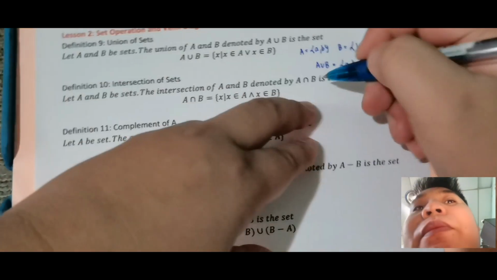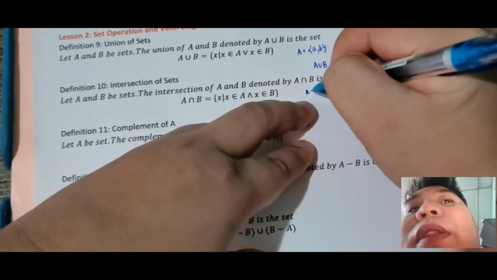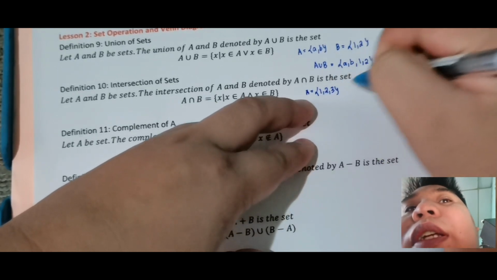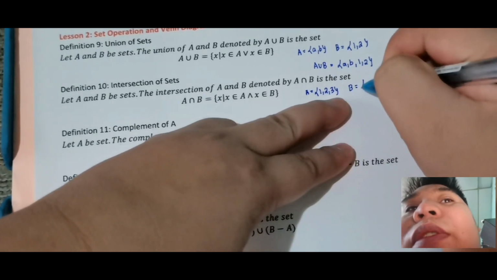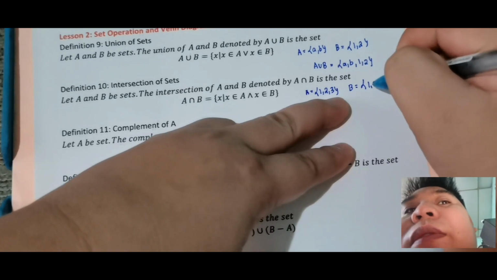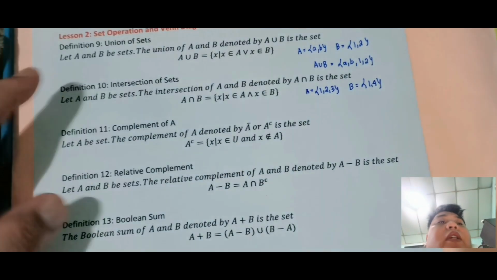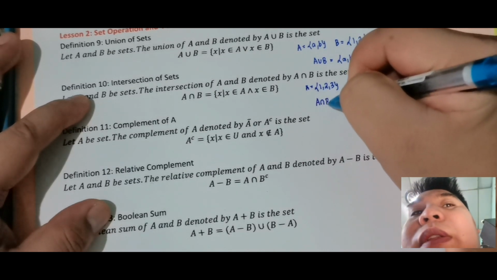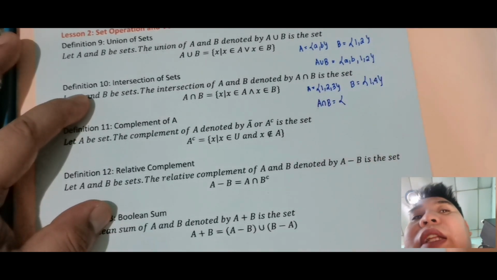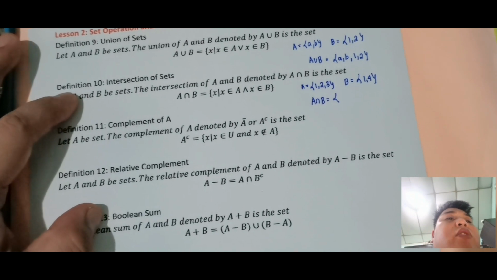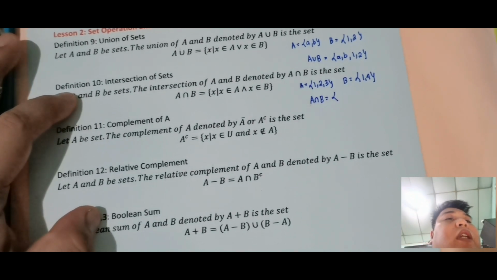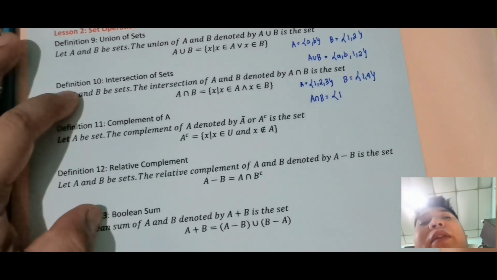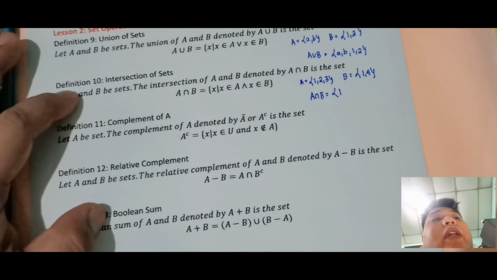So, for example, A is the set containing 1, 2, and 3, and B is the set containing 1, 4. Okay, so what is A intersection B? A intersection B is simply the set containing ano yung common kay A sa kay B. Note that merong 1 kay A, meron 1 din kay B. So, kukunin ko yun. Next, may 2 ba kay A? Merong 2 kay A, pero walang 2 kay B.